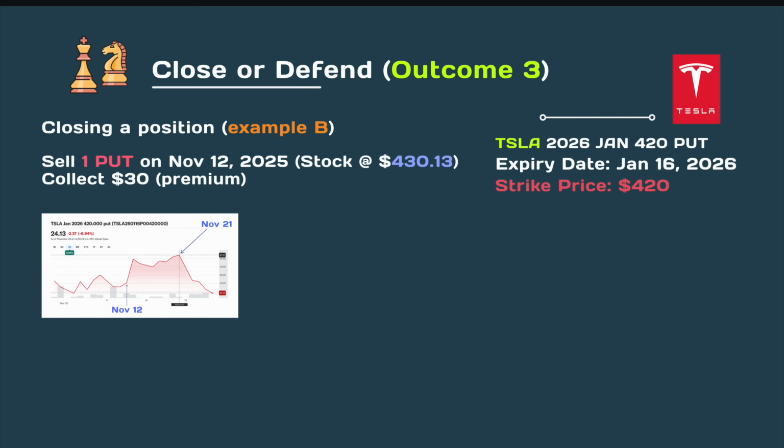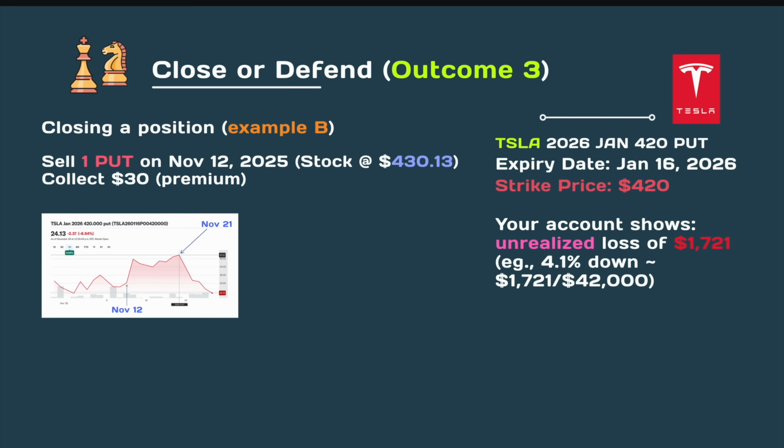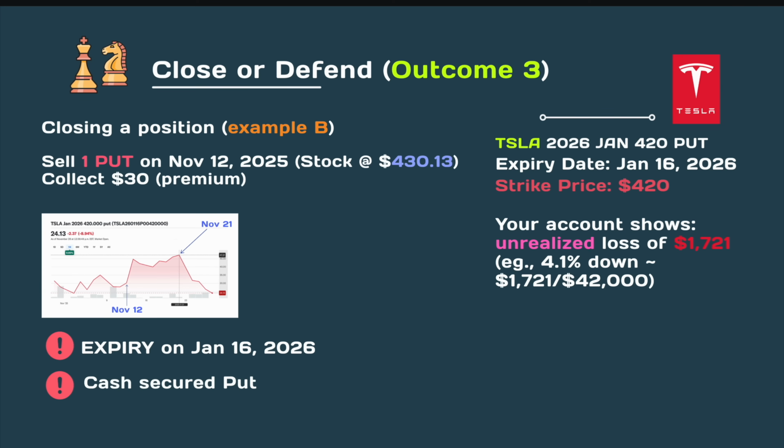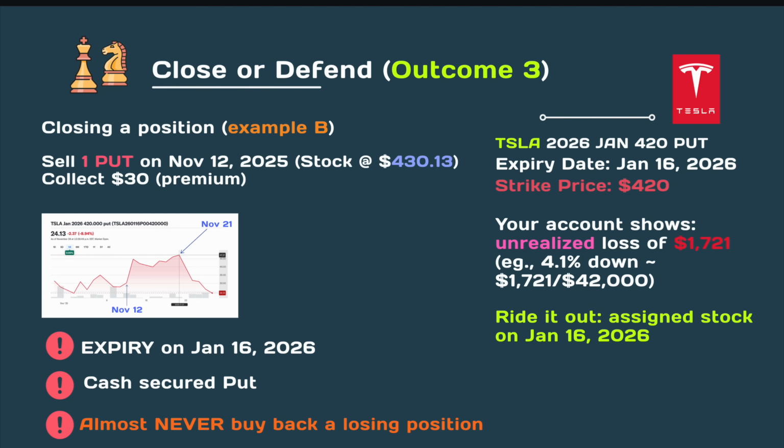So continuing on with this example, remember that there's an unrealized loss sitting in our account. But remember what we're doing here. We're only part way into this trade. It's only November 21st, and there's still a chance for Tesla to reverse course because the expiration date is January the 16th, 2026. Secondly, remember that we're only selling cash secured puts. So after the expiration date, if we have to take assignment and own the stock, we're mentally prepared to do that. And lastly, we never buy back a losing position. We're going to ride it out and take assignment of the stock after January the 16th of 2026.